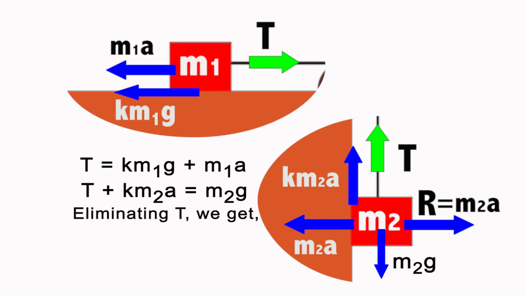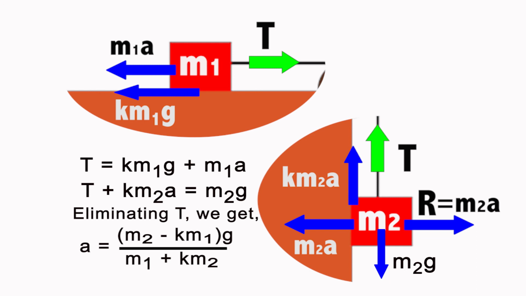Eliminating T, we get A as (m2 minus K m1) g by (m1 plus K m2). If you put m1 equal to m2, you get the answer.